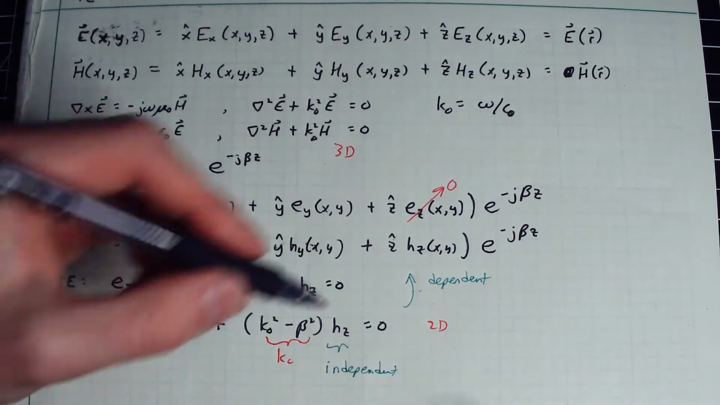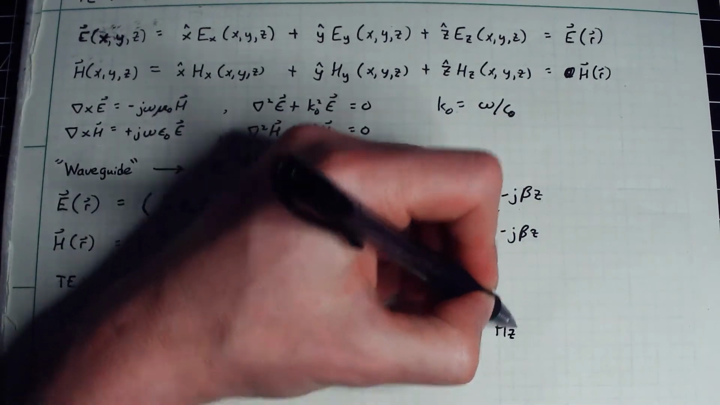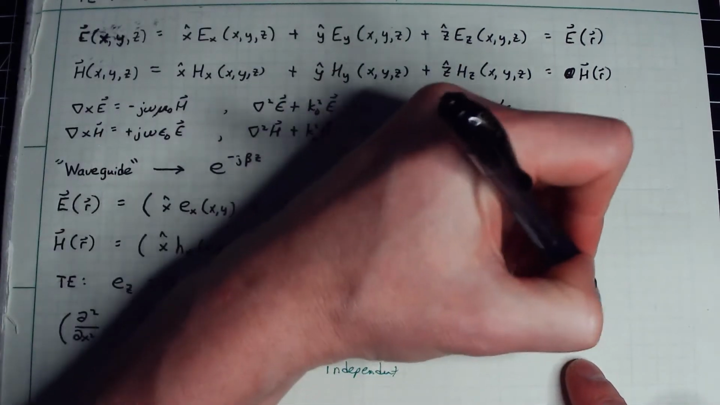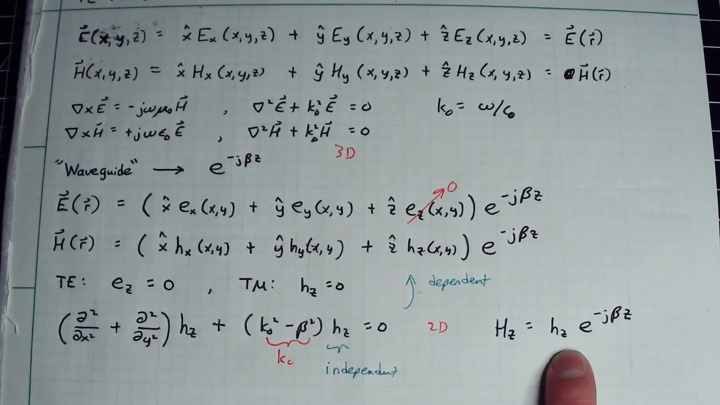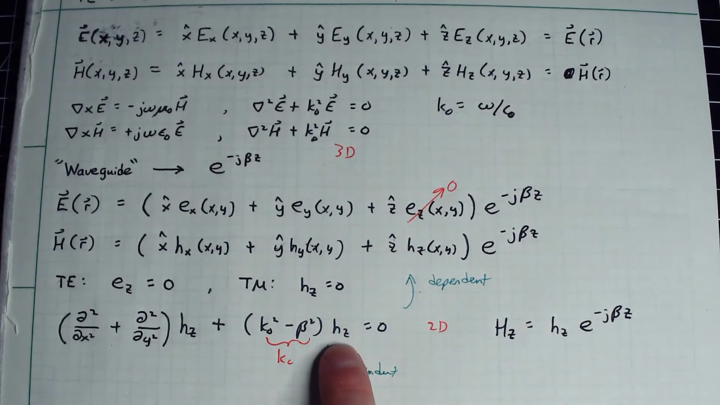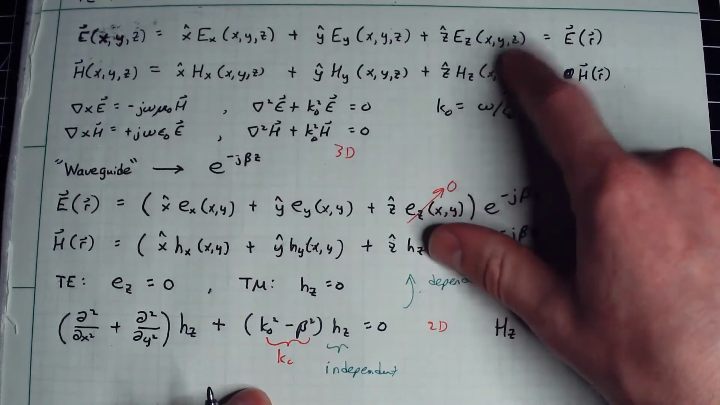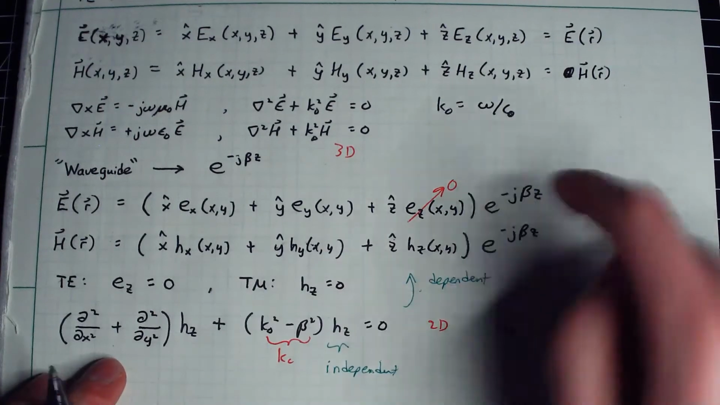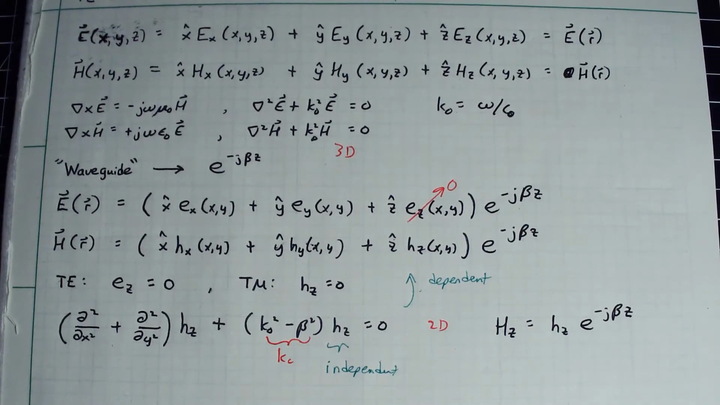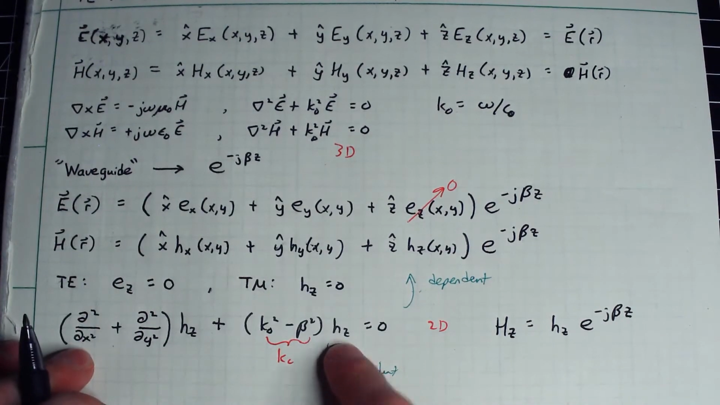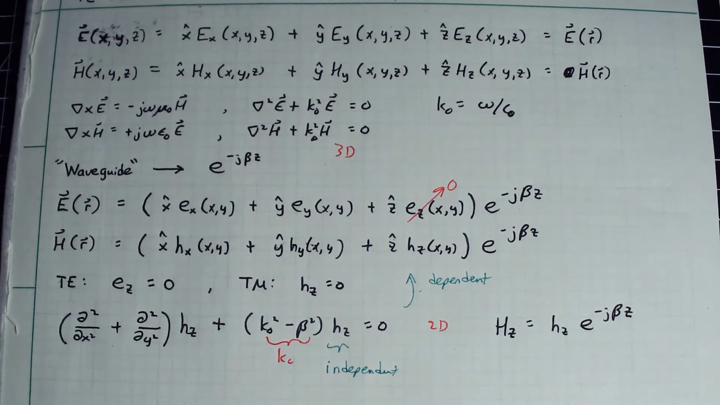Because remember, h sub z is equal to little h sub z times e to the minus j beta z, where this guy is a function of x and y. So if I know what my little h sub z is, then I can calculate the big H and all of these other terms here, and you just tag on the e to the j beta z. So that is our goal. I need to start here. If I can solve this, I can calculate these other functions here.